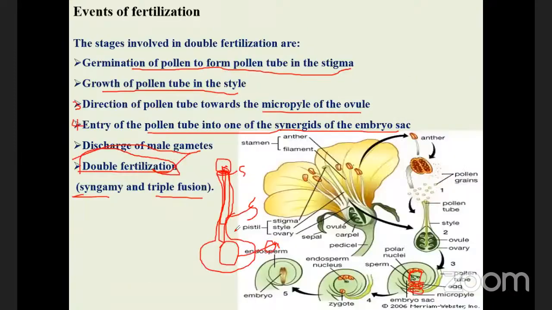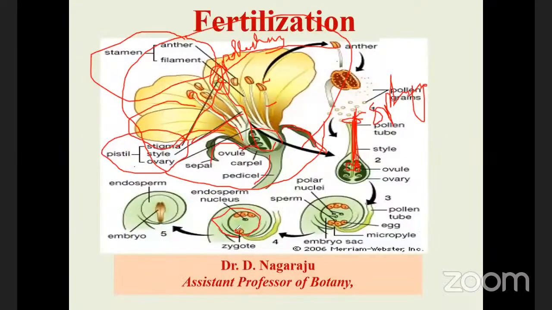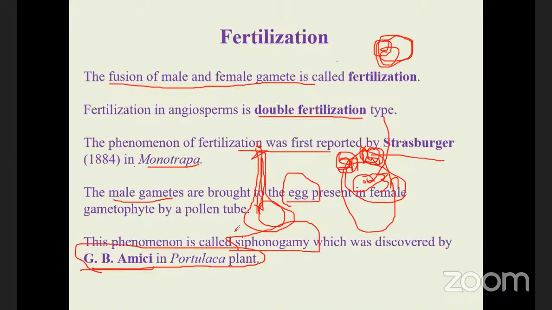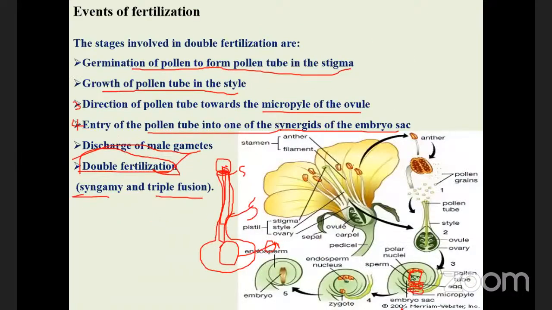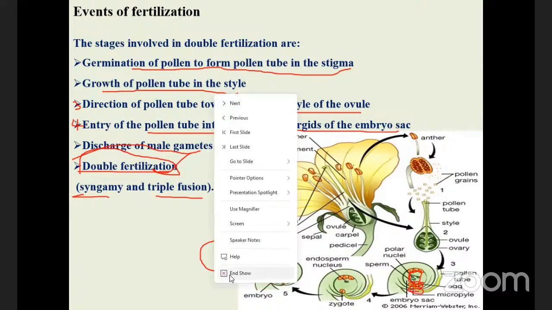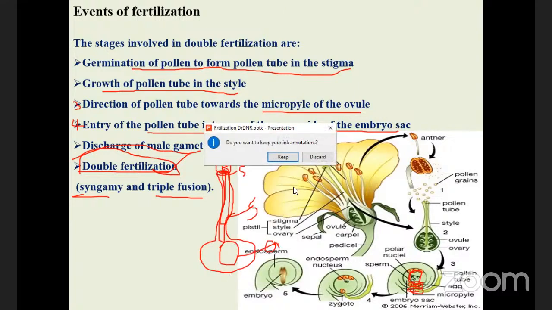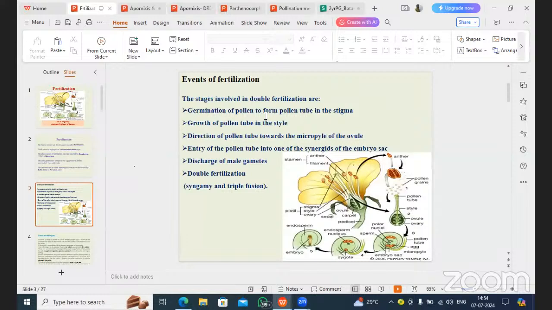Okay, and sexual incompatibility we have also discussed: sporophytic sexual incompatibility and gametophytic sexual incompatibility. That is also an important question. The fertilization process is also an important question that we have studied. Okay, and then we will discuss the next. Okay, these are the steps.